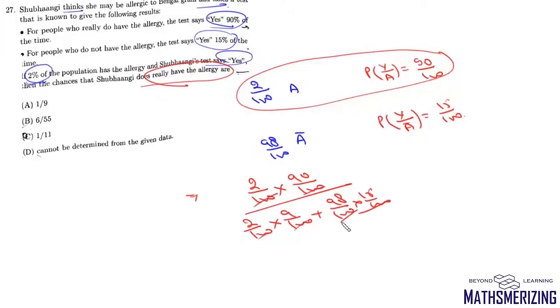So this 100 will get cancelled. Now we'll cancel this 15 also. So it'll be 6 and 6. So it'll be simply 12, and this is 12 plus 98. So it should be 12, and then 12 plus 98 is 110. It'll be simply 6 by 55, and that's your option number B.